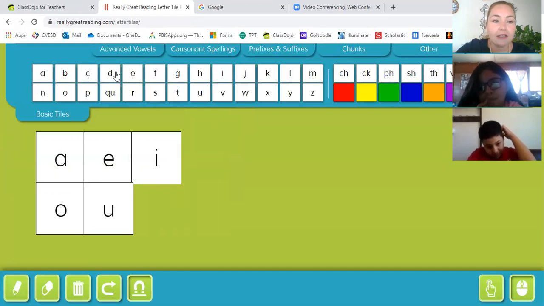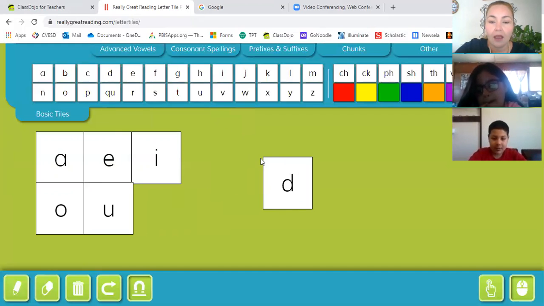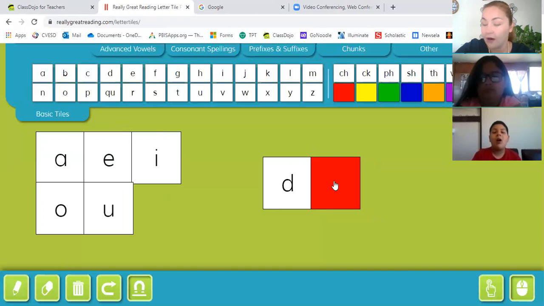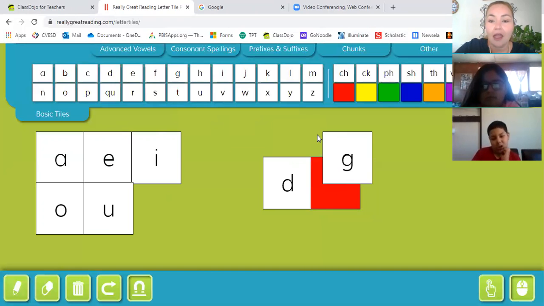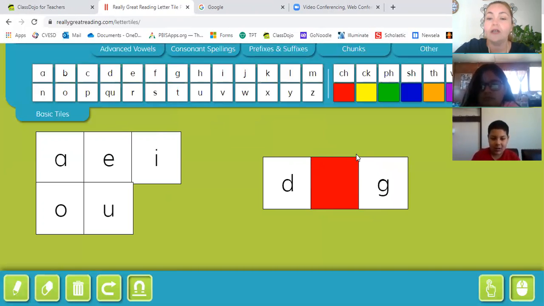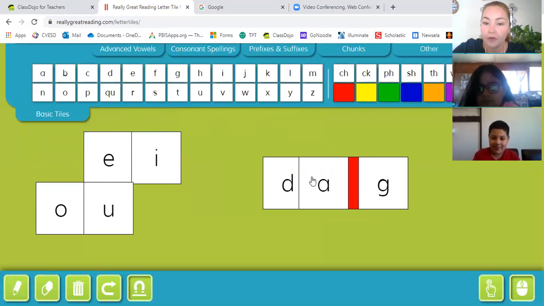And I'm going to take down the letter D. And I'm going to use this red box right here to show that that's where a vowel is going to go. These vowels are going to go in that spot. And then at the end of the word, I'm going to have the letter G. Okay, so we're going to practice. If I place the vowel A in here, we're going to sound out each sound.